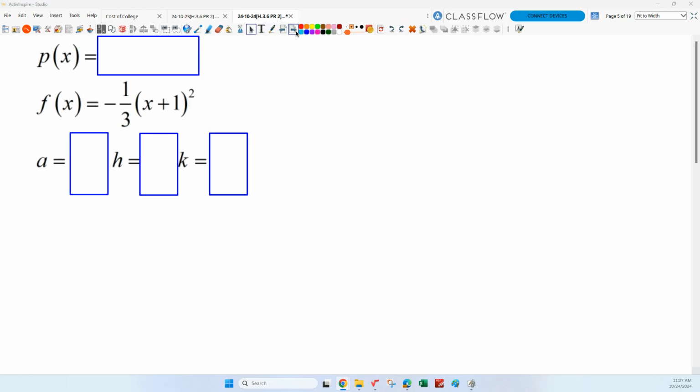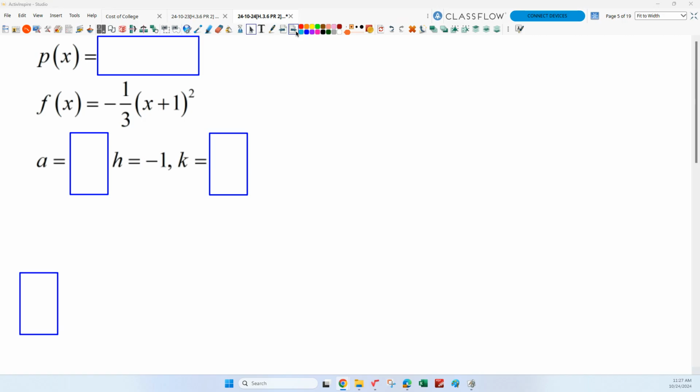What's the parent function here? Is it x plus 1 squared or x squared? The plus 1, can anybody tell me what's the value of h going to be? Can you make a prediction? H is going to be -1.